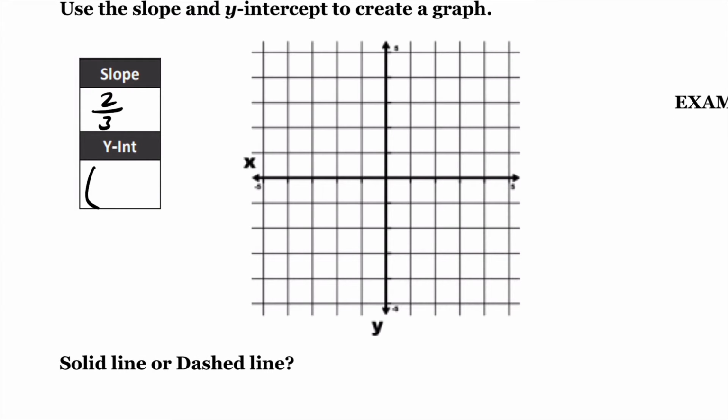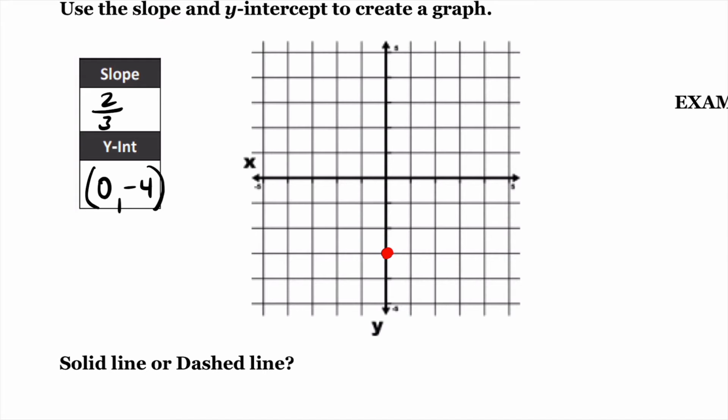Y-intercepts always start with 0. So I'm going to write 0, negative 4. If it's a y-intercept, it always starts with 0, because it's a point. It's a dot on the graph. So now I'm going to use those two things to graph. I always start with a y-intercept. Make a dot there. So 0, negative 4 means you go straight down 4. Make a dot. That's one of my dots.